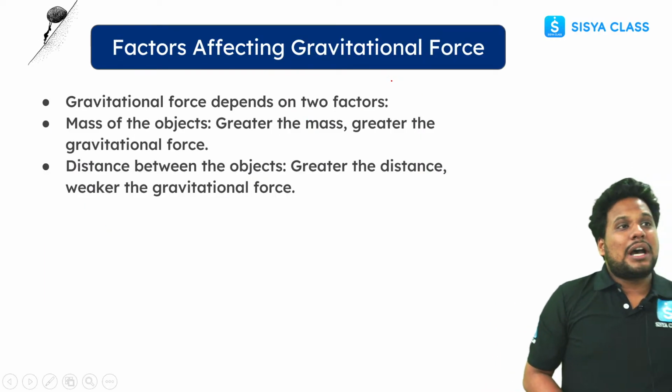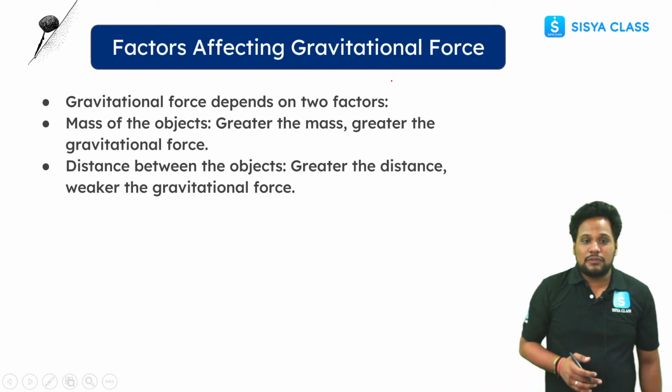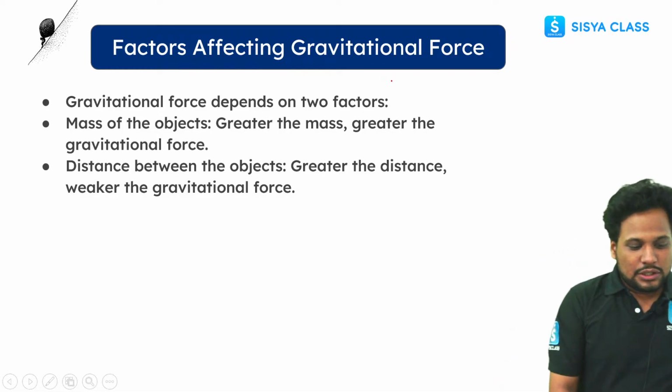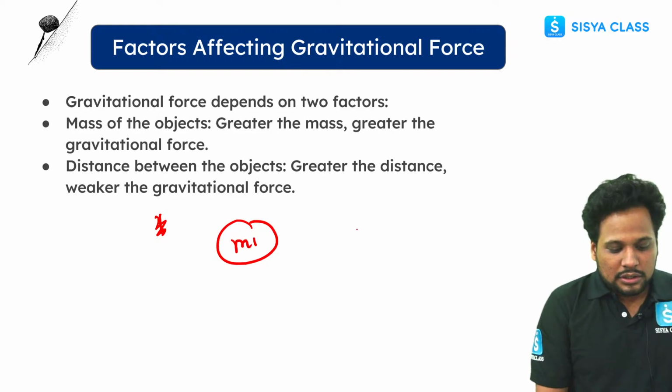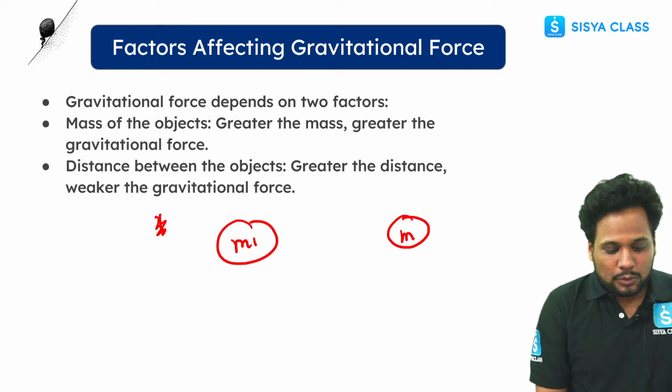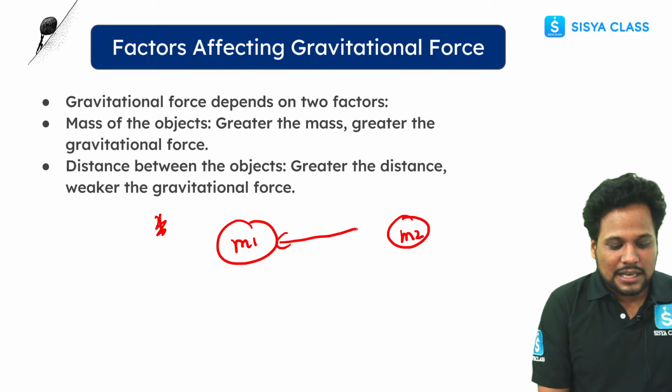Now, what are the factors that affect this gravitational force? Okay, so we'll teach you about this by one very good example. Let's suppose there are two masses. There is one mass m1 and the second mass is m2, and they are separated by distance r.